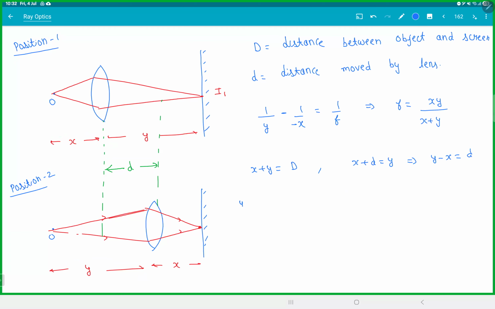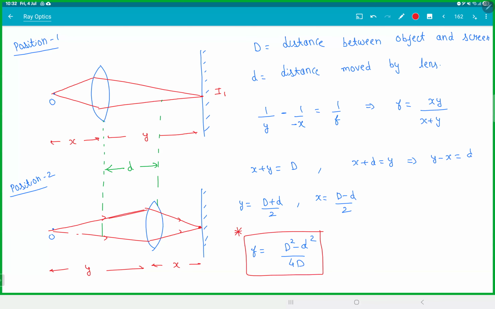Solve these 2 equations, you'll get y is equal to (D plus small d) by 2. x is equal to (D minus small d) by 2. You're done. Take that and substitute here. We will get focal length is equal to (D square minus small d square) by 4D. This is your focal length, everyone. You got the focal length without any mu, r, nothing, with capital D and small d.